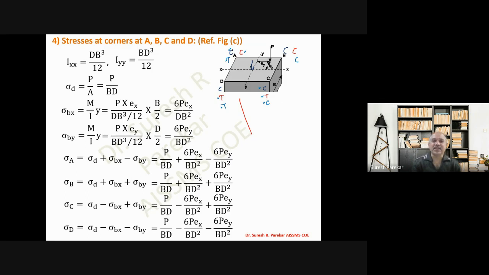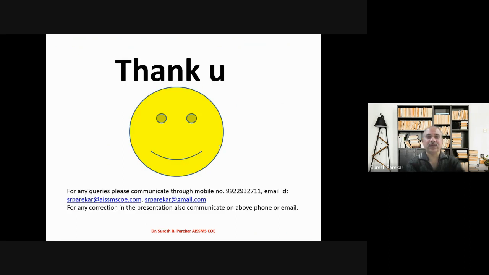And we have to find stresses at different points by using this formula. So we will stop here only. The remaining part we will see in the next lecture.